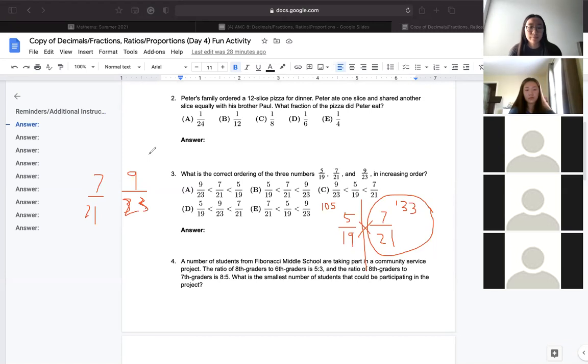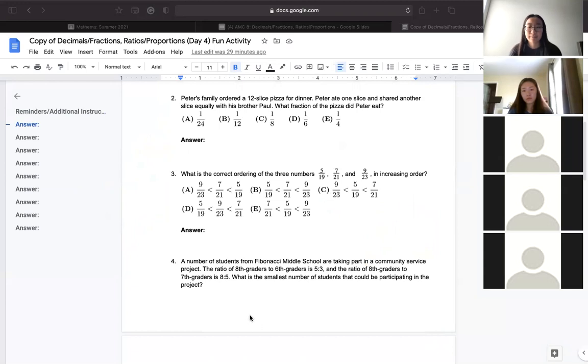Okay, so then 9 times 21 equals 189. And then 7 times 23 equals 161. So you can see that obviously this one right here would be bigger. And so then the order we have is 5 over 19 is less than 7 over 21, which is less than 9 over 23. All of you got that. So I don't know if you guys used the common denominator method, but this is probably faster.